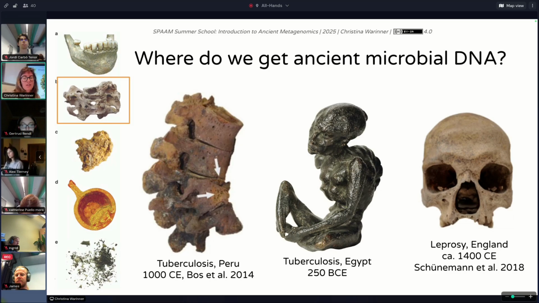This person had leprosy, and dates to about 600 years ago. Leprosy is caused by a related pathogen to tuberculosis, Mycobacterium leprae. It also causes some characteristic changes to the skeleton.